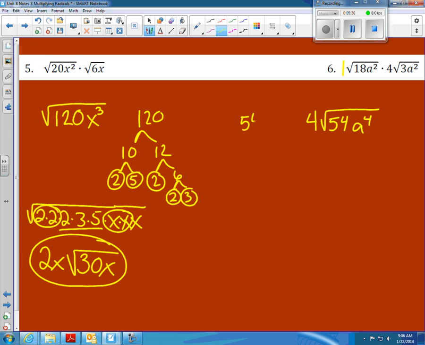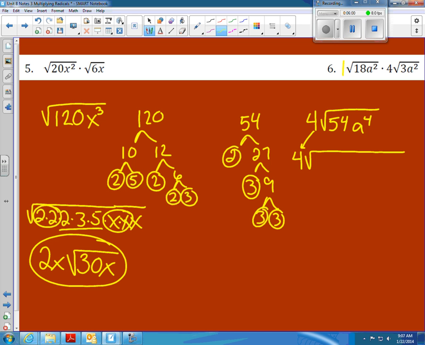Go ahead and we're going to do our prime factorization with 54. So we could do 2 and 27. And 27 is going to break us down into 3 and 9. 9 breaks into 3 and 3. All right, let's put all those underneath. Still tag along your 4. Now we're going to have 2 and then 3 3s. And then a to the 4th, remember, is 4 a's.